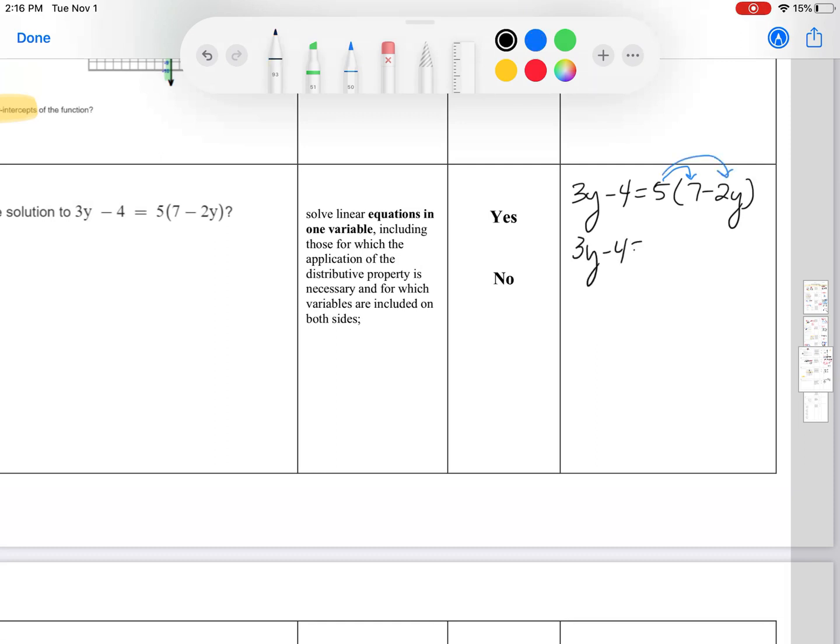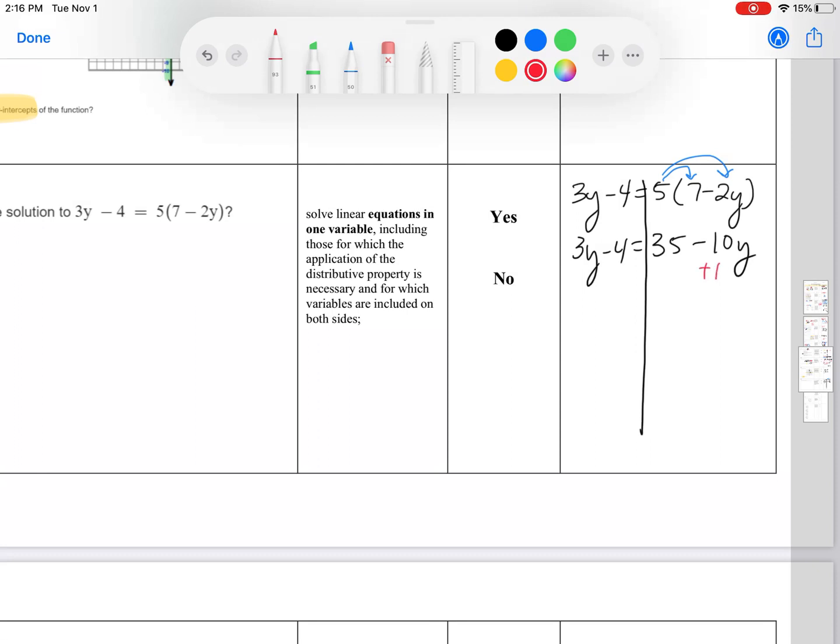3y minus 4. 5 times 7 is 35. 5 times 2 is 10y. Now I need to take my letter. I'm going to draw my border. So step 1, we had to distribute to get rid of parentheses. 5 times 7 was 35. 5 times 2 is minus 10y.